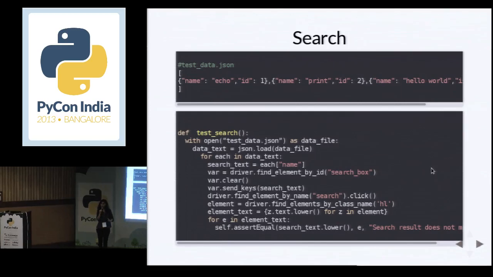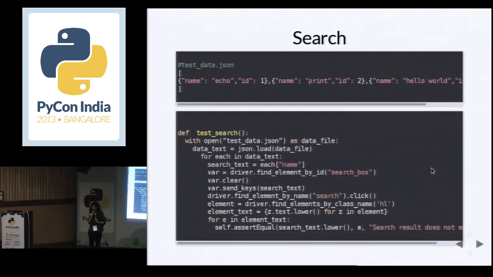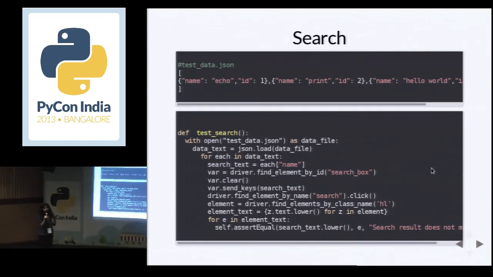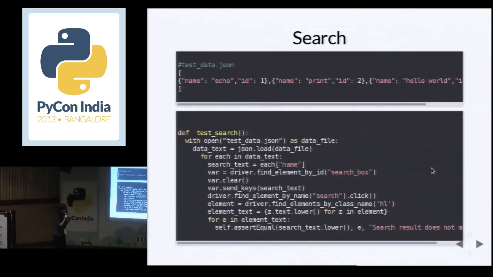Now here I decide that I'll keep my input test data in a JSON format, and the above is a JSON format file which contains my test data. I have my test data as echo, print and hello world. Now you all remember I showed you the Selenium script layout, and this code snippet is just the test case for search.